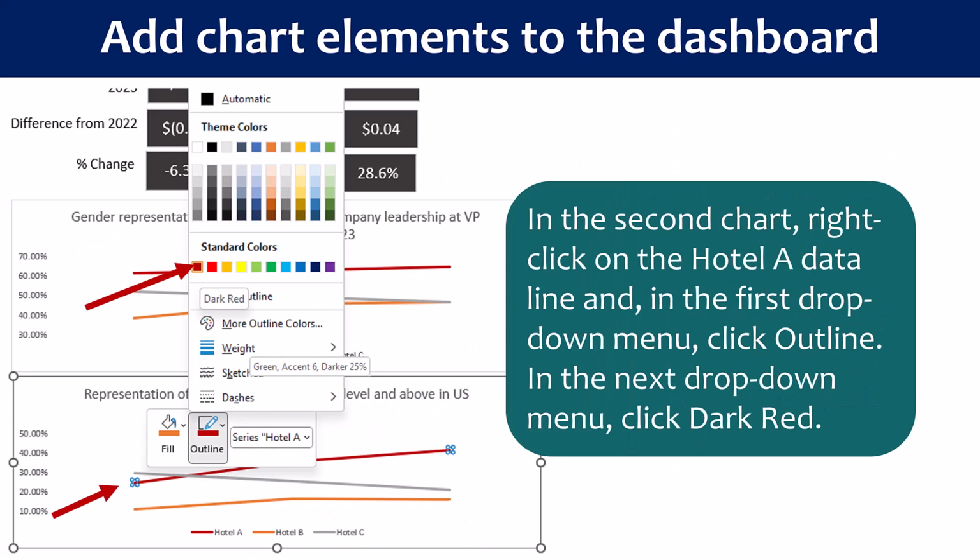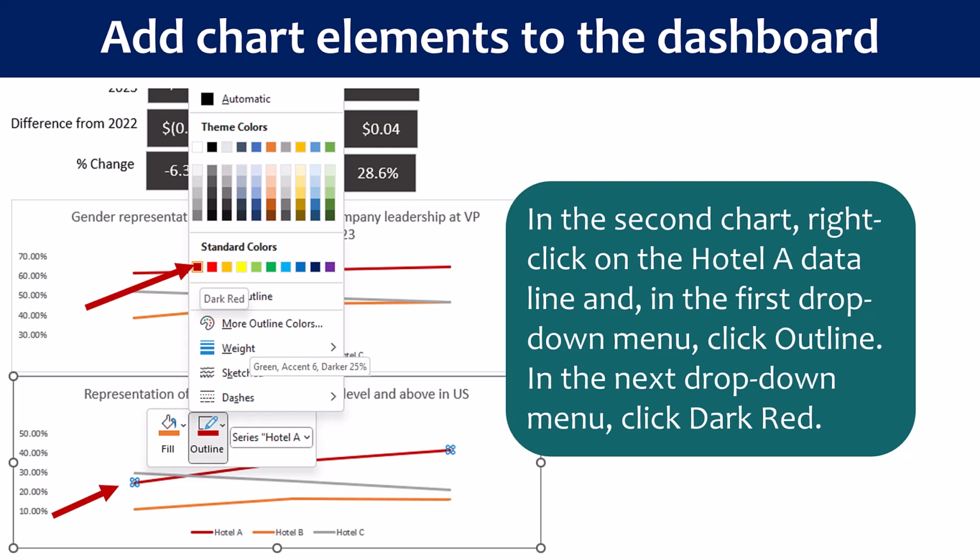Now we will repeat those steps to change the color for Hotel A in the second chart. Right-click on the Hotel A data line, and in the first drop-down menu, click Outline. In the next drop-down menu, click Dark Red under Standard Colors.